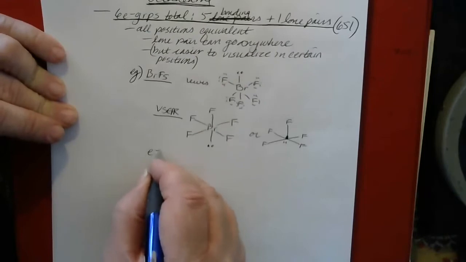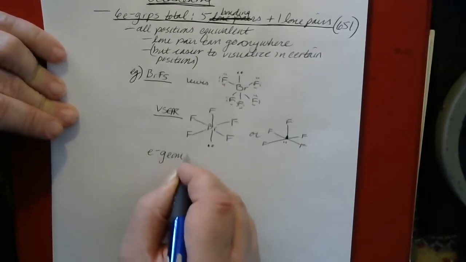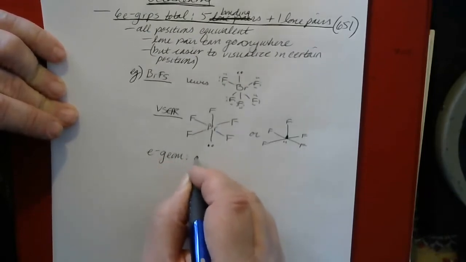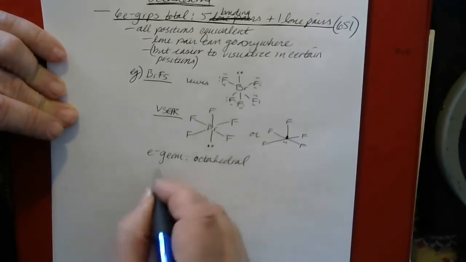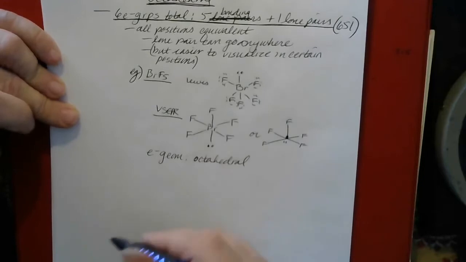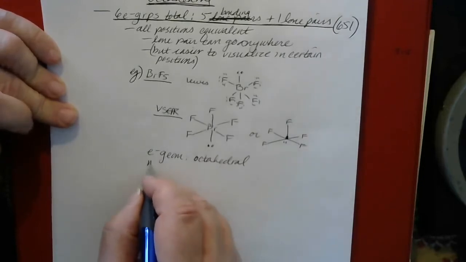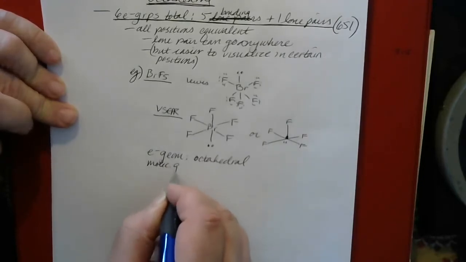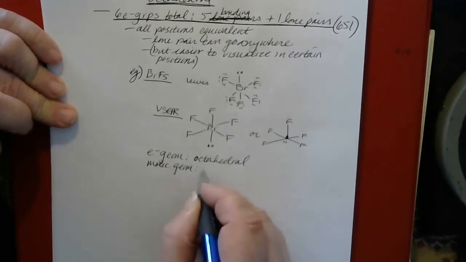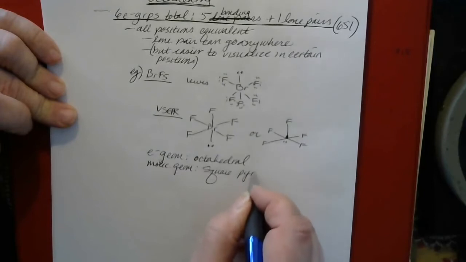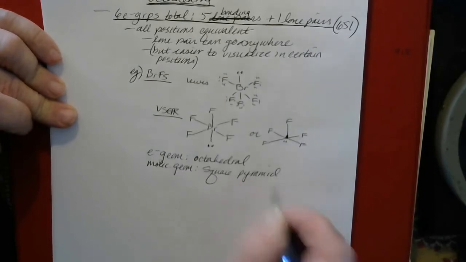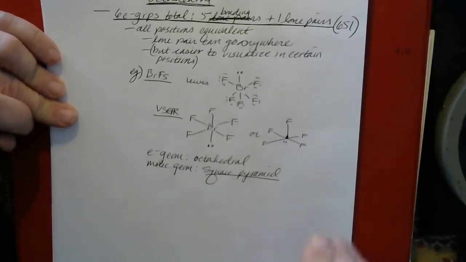So we have the electron geometry is octahedral because there are 6 groups of electrons. And the molecular geometry is square pyramid.